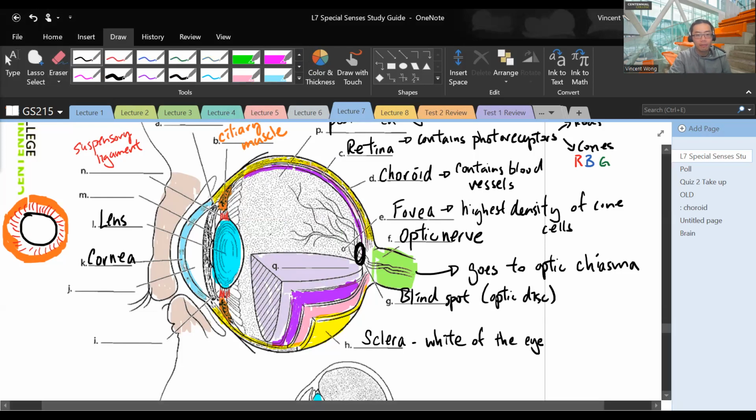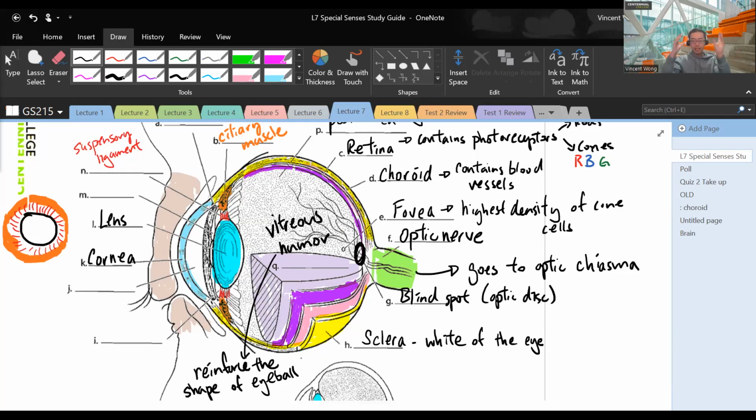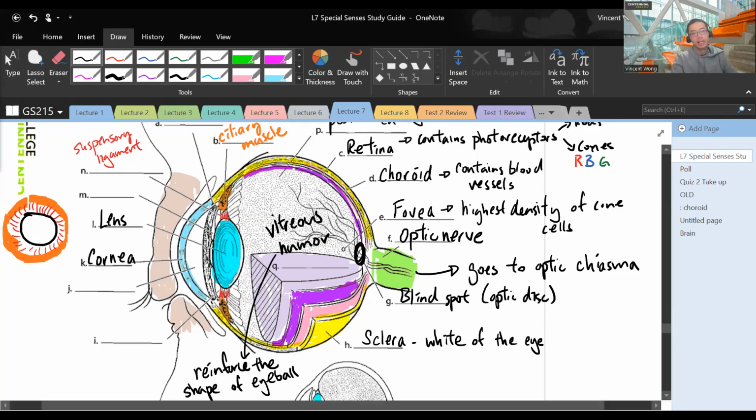This is called the vitreous humor. And the function of the vitreous humor is to reinforce the shape of the eyeball. Okay? You don't want the eyeball to collapse on its own, right? You want it to stay nice and round. And that's what the vitreous humor is for.